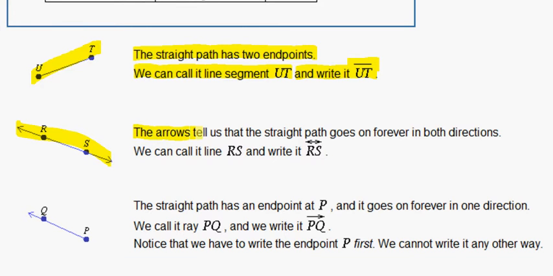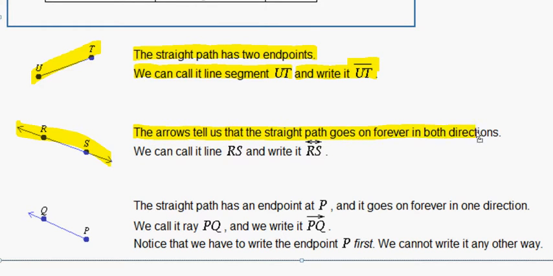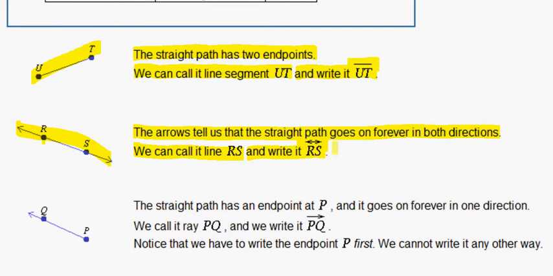the arrows tell us that the straight path goes on forever in both directions. We can call it line RS because it has R and S as points, and write it as RS with a line with an arrow going in both directions.